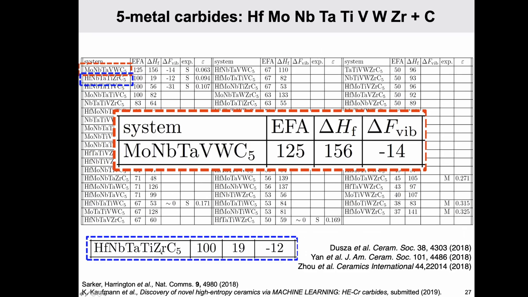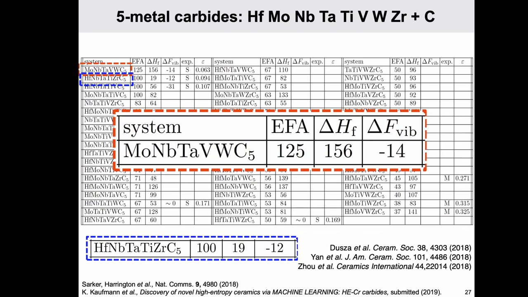So how do we make these materials? We start from the binary carbides: hafnium carbide, niobium carbide, tantalum carbide, titanium carbide, zirconium carbide. They're powders. We mix them, we ball mill them, so the powders get very fine. Then we put them inside the hot press, squeeze at high pressure, normal pressure, nothing like GPa, with high temperature, so they sinter.